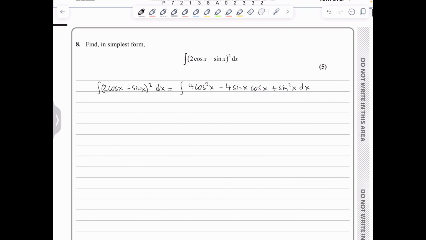So I will refer back to the expressions for the double angle formulae. We know that sine of 2x is equal to 2 sin x cos x. I will need this when I integrate the sin x cos x here. We also know that cos of 2x is equal to 2 cos squared x minus 1, which means that cos of 2x plus 1 is equal to 2 cos squared x, and therefore (cos of 2x plus 1) over 2 is equal to cos squared x. So I will need this when I'm integrating the 4 cos squared x.